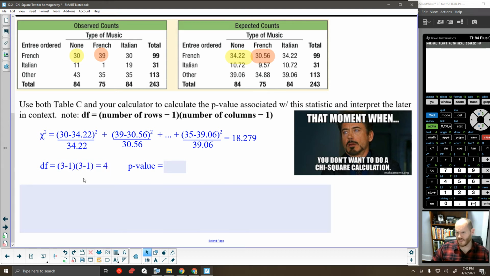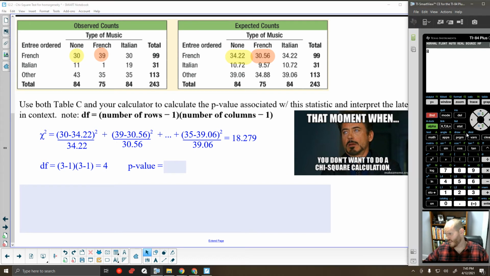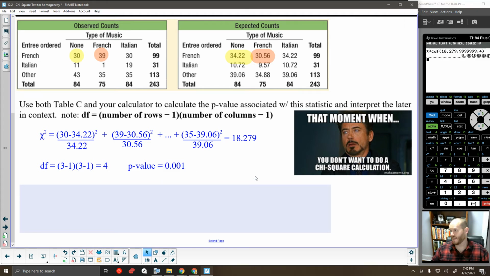As we mentioned before, degrees of freedom is 4. So now comes, how do I come up with the p-value? There is a way to do it very precisely with your calculator. You can go to second distribution and then scroll down to chi-square CDF. And I can go from this chi-square statistic, 18.279, up to some absurdly large value, because it should continue infinitely to the tail, and then comma the degrees of freedom, which is 4. If you want directions for this, it is in your textbook, and I'll mention that in just a minute. So I get a p-value of about 0.0001. So there's my p-value.